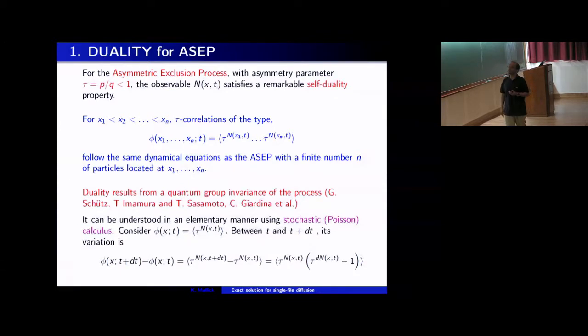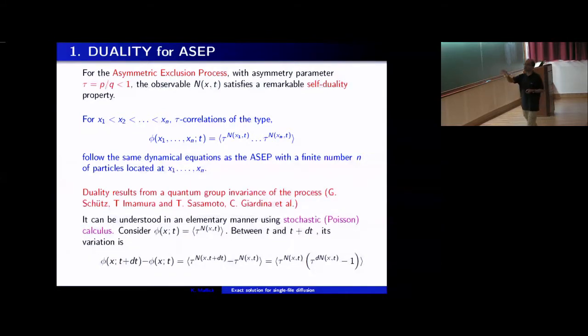This property is known as duality, and the origin of this property is related to the fact that the exclusion process, in the asymmetric case, is SU_q(2) invariant. So there is a quantum group invariance of your exclusion process, which in fact allows you to state that these correlation functions evolve in a closed subensemble. And these are like n-body, but small n correlations, so there are a finite number of correlations. By the way, if you like quantum groups and you're happy with that, you can go to these references and see where it comes from.